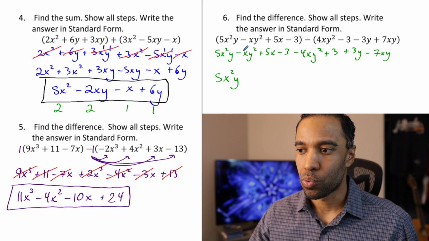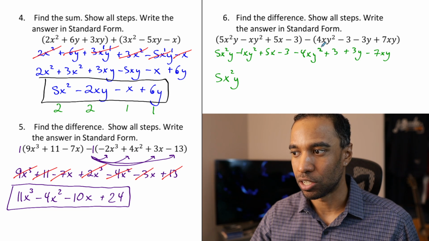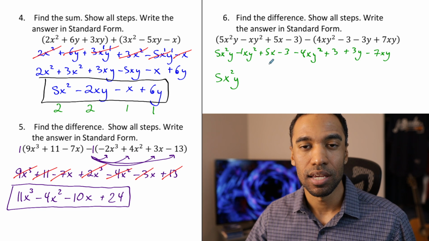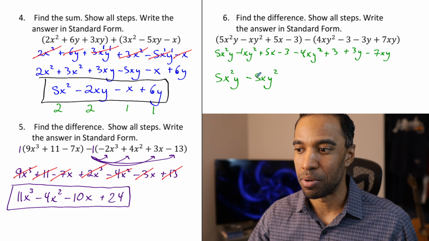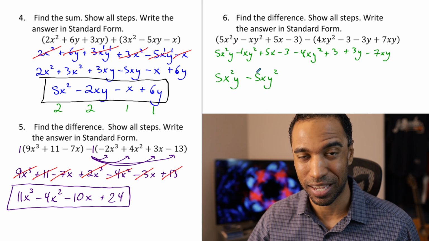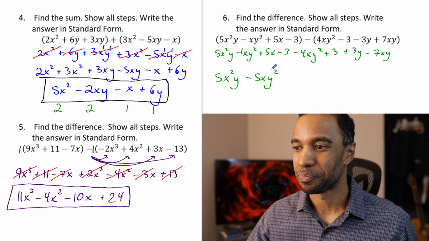Let's find all the xy squareds. Negative 1xy squared minus 4xy squared. That's it. So negative 5xy squared. Remember, these do not combine. Furthermore, they do not cancel by minus 5. These do not combine. They're separate terms here.